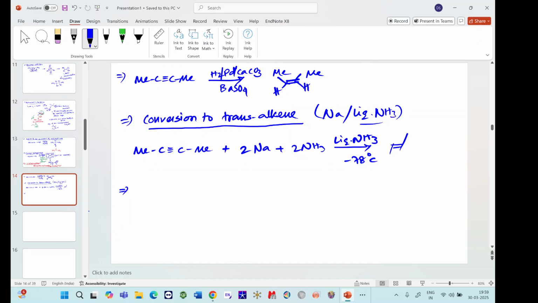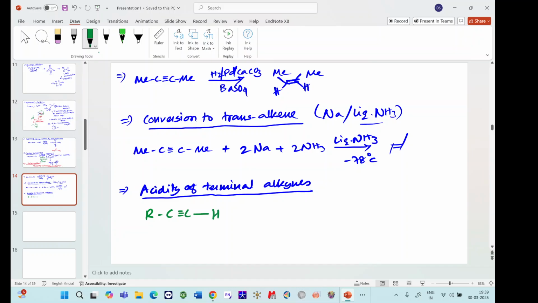Okay, now there is always one concern regarding the acidity of terminal alkynes. So why are we concerned about the acidity? Because you see that R-C≡C-H, this triple bond is very electron rich, with more s character, so it always generates some partial positive charge on the proton.